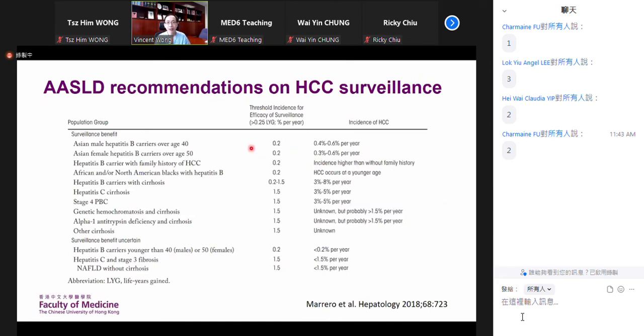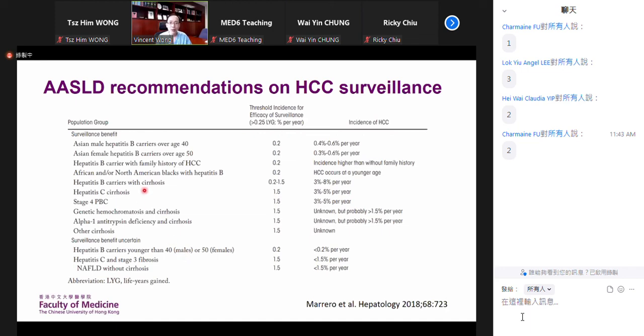This is the American guidelines on when to start HCC surveillance. This is based on cost-effectiveness analysis, telling you that if the patient is cirrhotic, then if the annual incidence of HCC exceeds 1.5%, you should start surveillance. For selected groups of non-cirrhotic patients, you would have a lower threshold. But in any case, the answer is very simple. You would do HCC surveillance if the patient has cirrhosis, of any etiology.